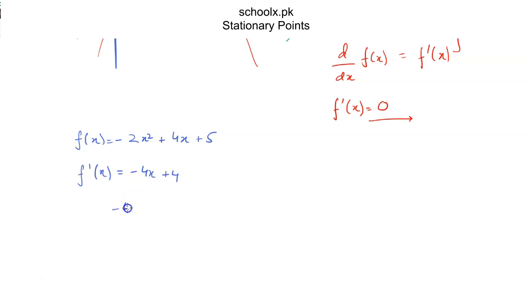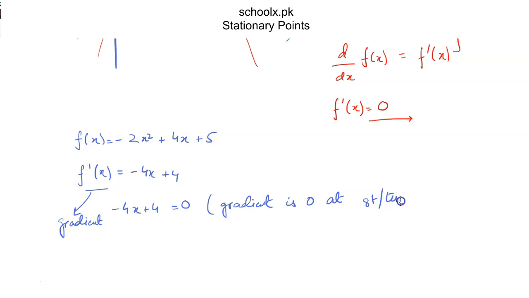And if I equate this to 0, this is the gradient. Now I'm putting gradient equals 0, and gradient is 0 only at stationary point. Gradient is 0 at stationary point, or you can call it the turning point of the curve, right? From this I'll get the x coordinate of the stationary point, which will be equal to positive 1.